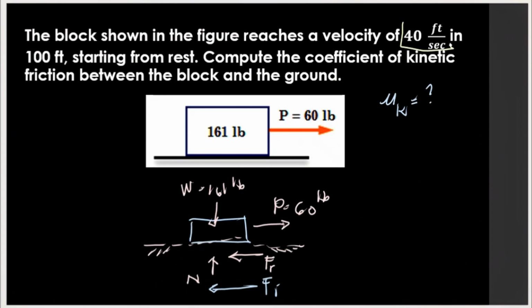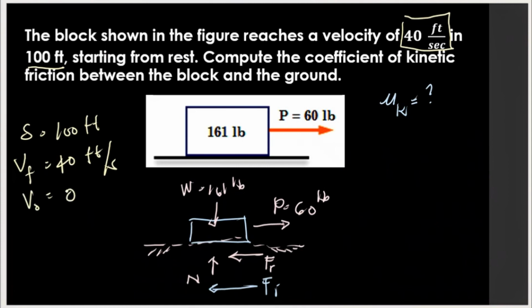Okay, given sa atin yung velocity na 40 feet per second and nag-travel down, reaches 40 feet per second in 100 feet. So, mukhang yung distance traveled natin is 100 feet, at yung ating final velocity is 40 feet per second. So, resolving this into equation para malaman natin yung ating acceleration. So, starting from rest, so our initial velocity is 0.